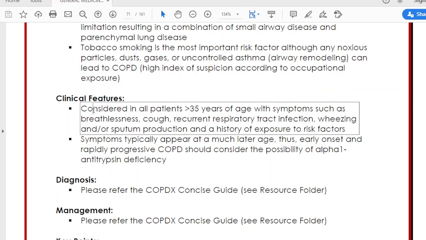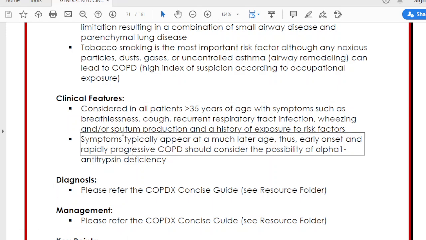Clinical features. Considered in all patients aged over 35 years with symptoms such as breathlessness, cough, recurrent respiratory tract infection, wheezing and/or sputum production, and a history of exposure to risk factors.